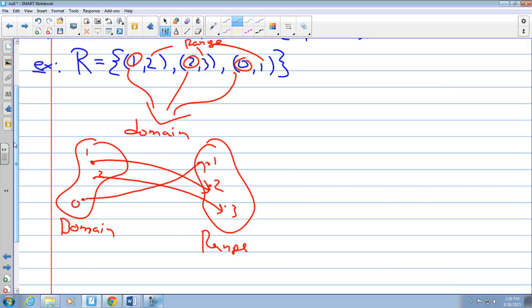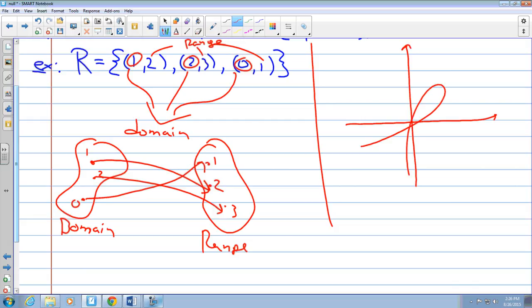Because again, when I look at, here's an example of a funky looking graph, whatever that is. It's a relation. It's a set of ordered pairs, right? It's a collection of ordered pairs. That's all I need. There are no restrictions on what kind of ordered pairs I can have, right?